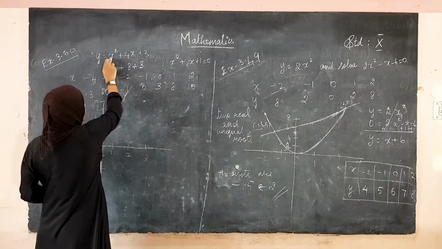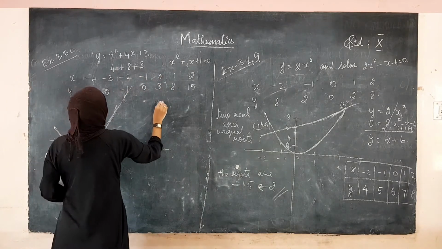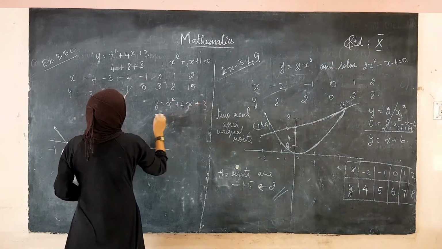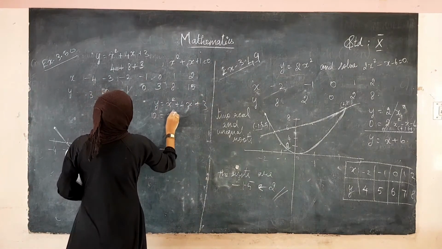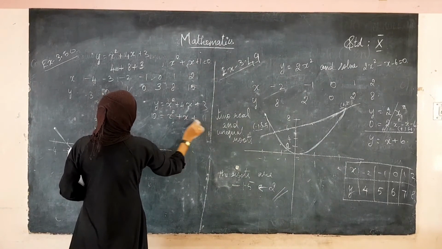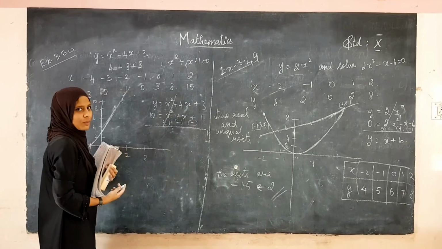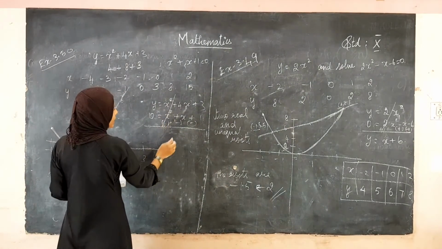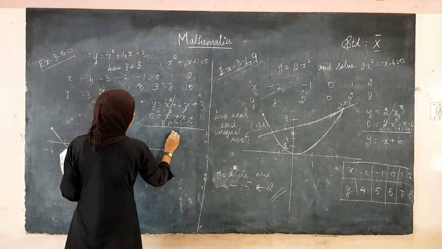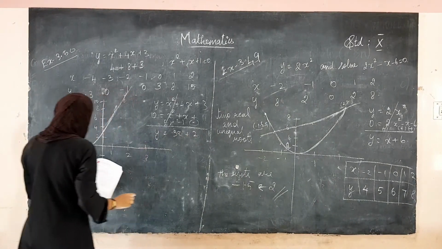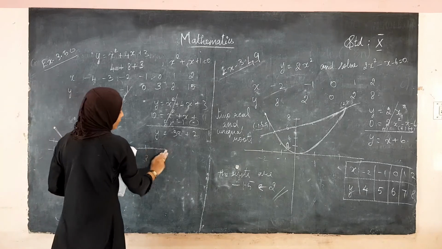Now, you have to solve this equation and this equation. y is equal to x square plus 4x plus 3 and this equation is 0 is equal to x square plus x plus 1. Shall we solve this? Minus, minus, minus. What happens? Okay. And again after cancelling this, 4x minus x is 3x plus 2. y is equal to 3x plus 2. So, this is the equation of the straight line.